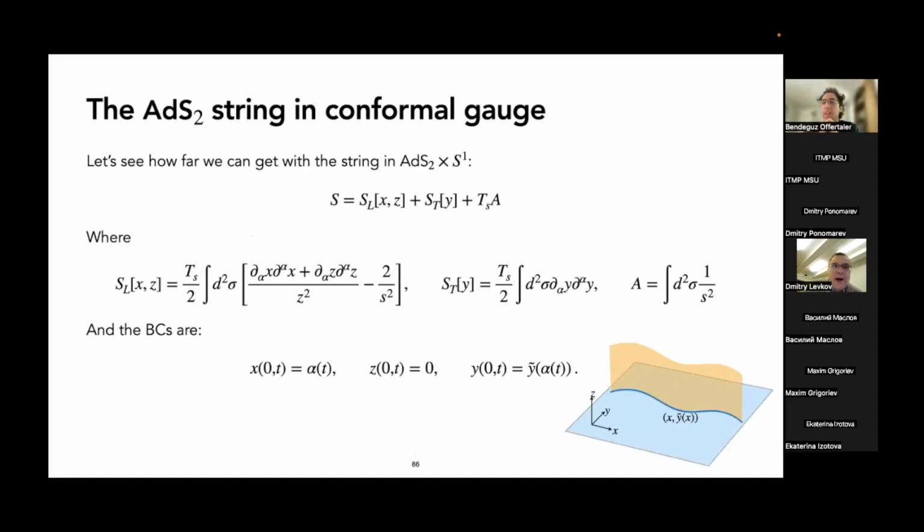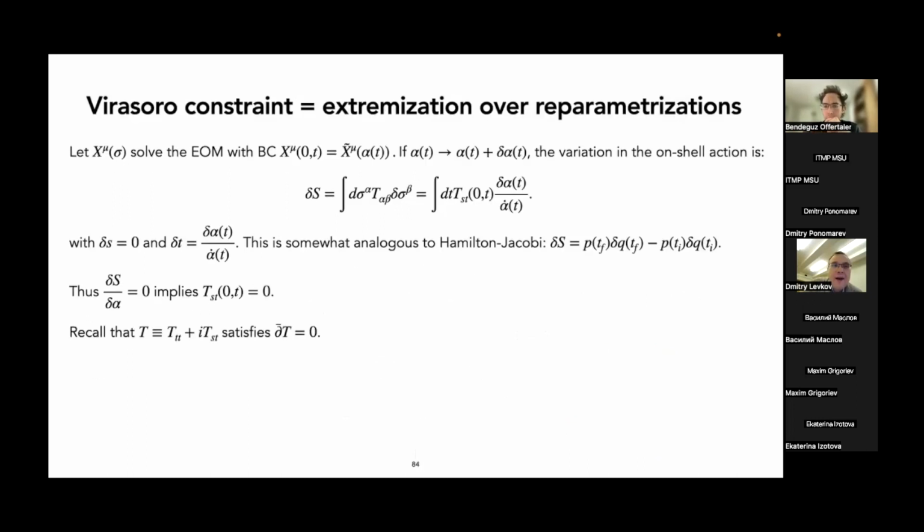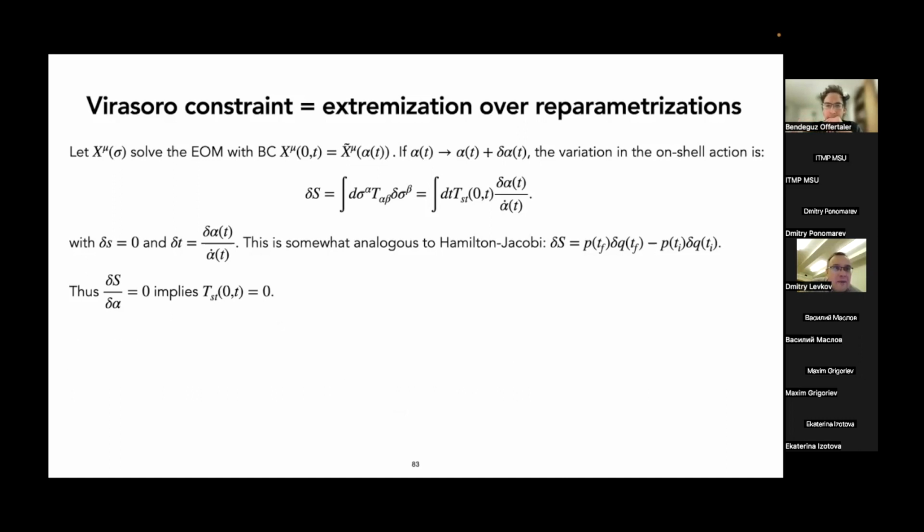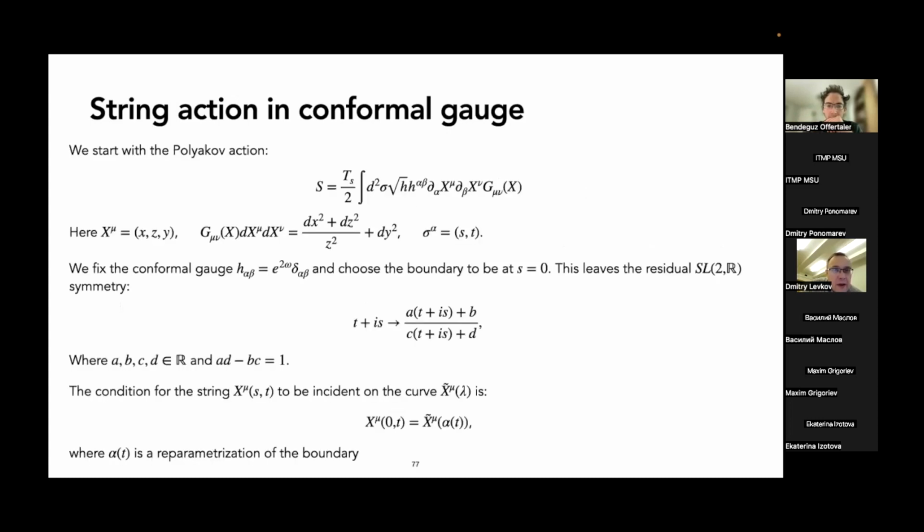Excuse me, a question. Why do you need to extremize over alpha if your initial action is reparametrization invariant?